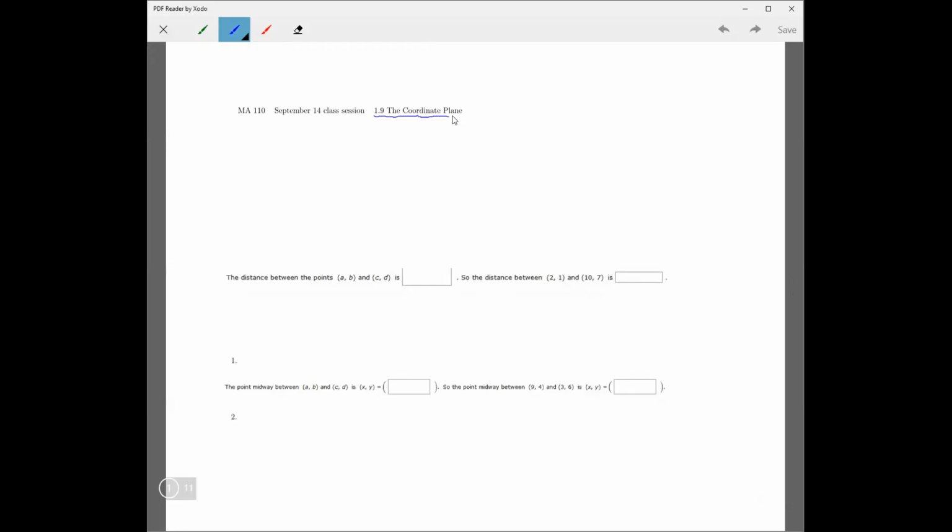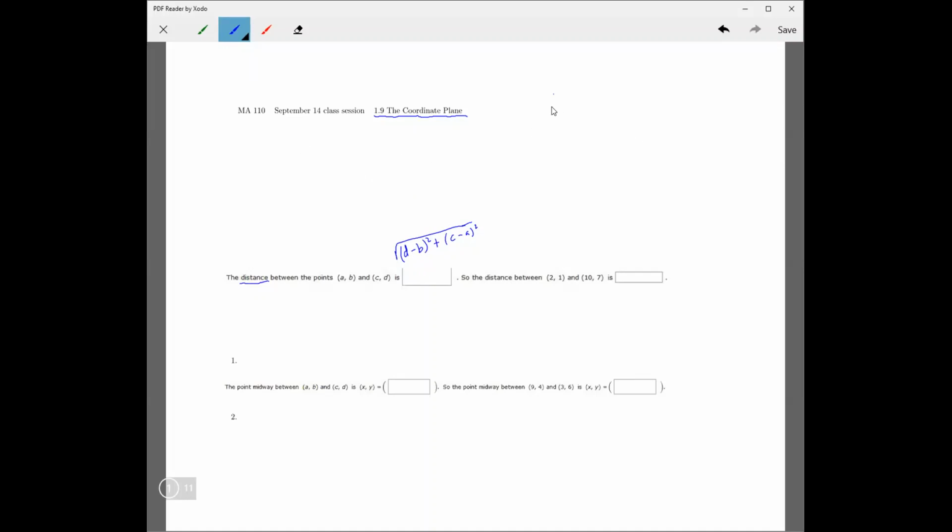Nine, where we talk about the coordinate plane. So the first concept is the distance between two points. If you have two points right there, the distance between them is the square root of (d minus b) squared. So that's the difference in the y coordinates plus the difference in the x coordinates, like that. Now this formula comes from the Pythagorean theorem.